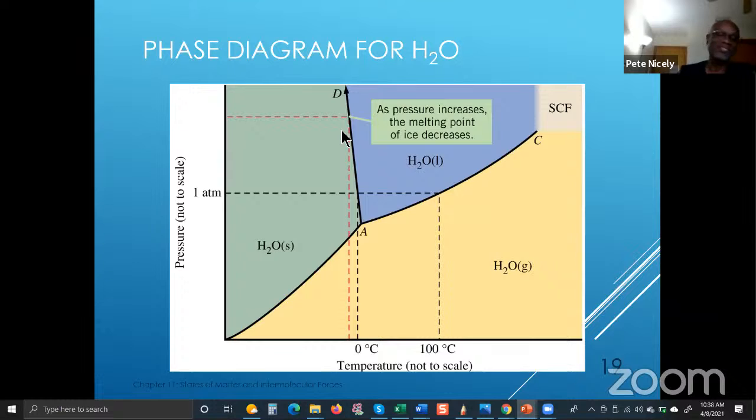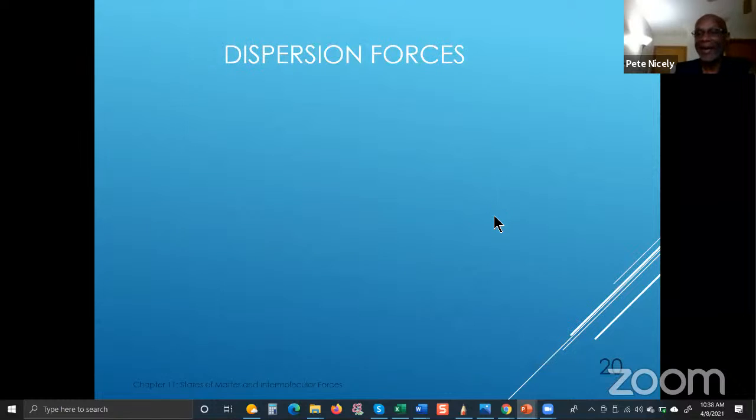Again, I won't go into the reasons for this, but as far as I know, this is unique to water and not any other substance. All right. Okay, so that's basically the phase diagram for water. Okay, I'm going to stop here for today before I move on to dispersion forces.